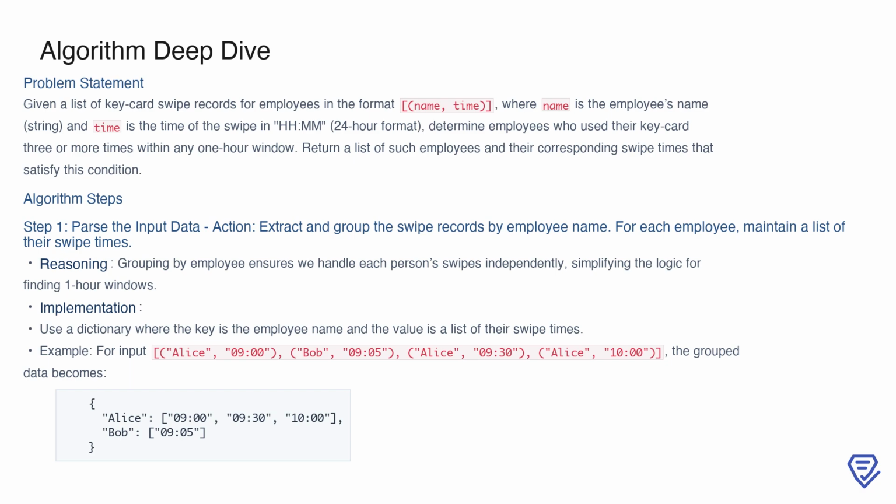The first step in the algorithm is to parse the input data by grouping the swipe records for each employee. This allows us to focus on one employee at a time, simplifying the subsequent logic for detecting valid 1-hour intervals. To achieve this, we use a dictionary where each key represents an employee's name, and the associated value is a list of that employee's swipe times. For example, given the input Alice 9:00, Bob 9:05, Alice 9:30, Alice 10:00, we group the data as Alice: 9:00, 9:30, 10:00, and Bob: 9:05. This structure ensures we can process each employee's data independently in the following steps.